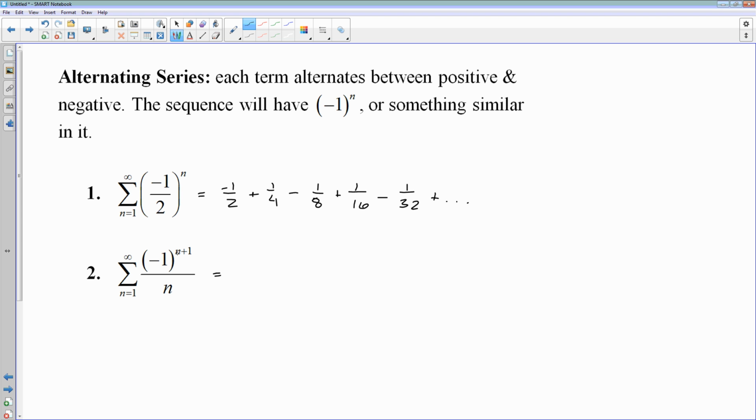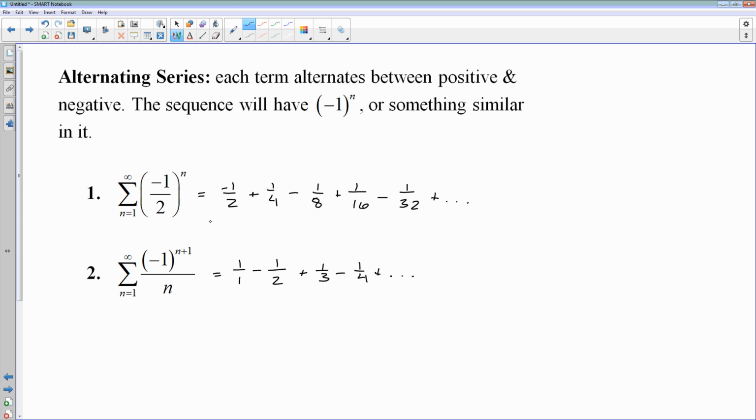If I start with n plus 1, if I plug in 1, that's (-1) squared. I'll start with a positive term, 1 over 1, and then they will alternate after that. So plug in 2, 2 plus 1 is 3, (-1) cubed is negative, so -1 over 2, plus 1 over 3, minus 1 over 4. That is an alternating sequence.